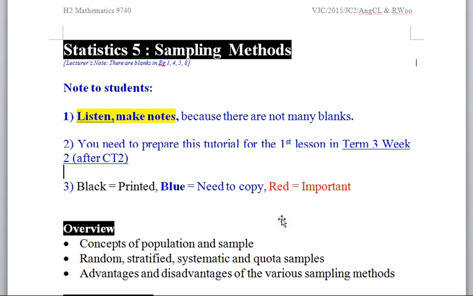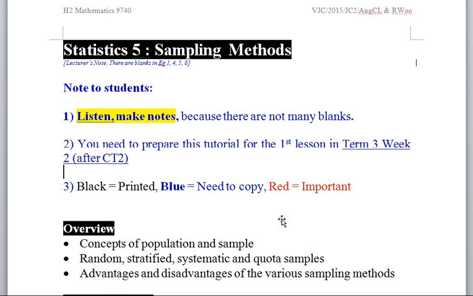Just a reminder of how my notes are organized for the rest of the chapters. Black means written, blue means need to copy, grey means important. You decide whether you want to copy, up to you. Follow? Okay?